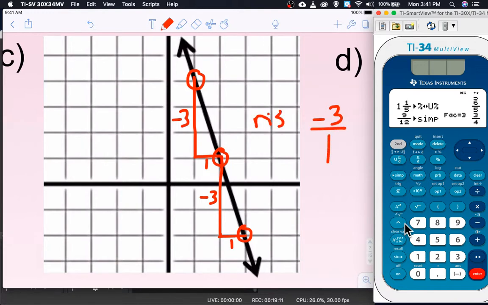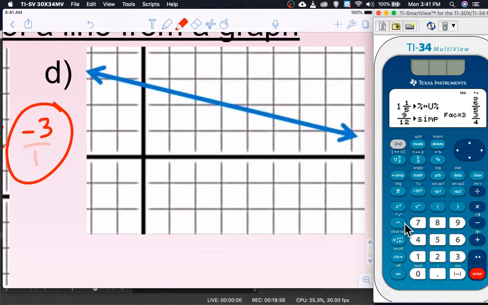That is our rise, down 3. That is our run, over 1. So this line has a slope of negative 3, or negative 3 over 1. Technically, I guess we could put this over 1 as a ghost. We don't need it. It's not required, but it's good to have. But the slope of this line is negative 3.